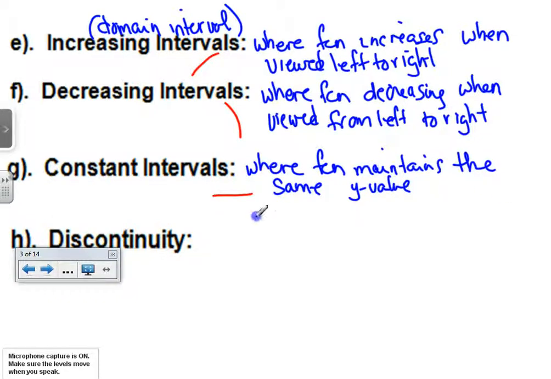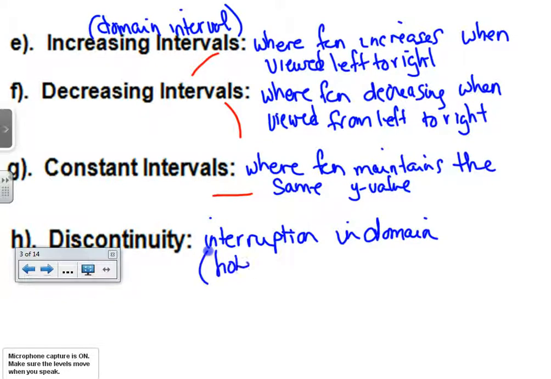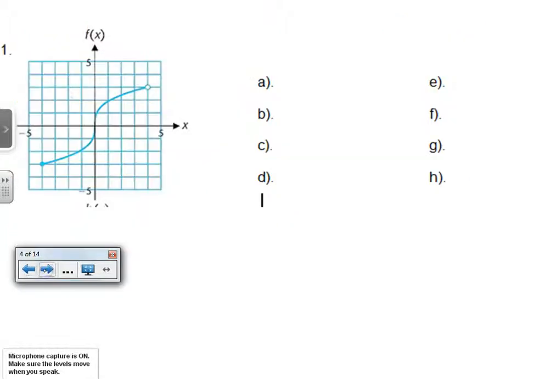A discontinuity, we're going to call it an interruption in the domain. And there's a few different types of discontinuities that we're going to talk about. We're going to talk about holes, jumps, and I don't think we're going to see them too much, but there is another discontinuity called an oscillation, which occurs more in calculus and then subsequently in real-life applications.